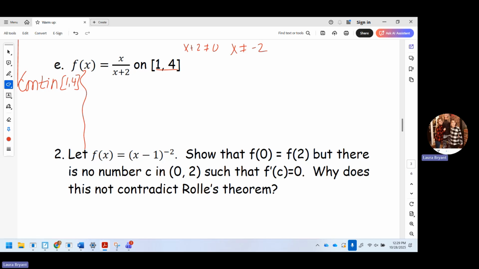Okay, so now I check to see, is this differentiable on the open interval 1 to 4? To check that, I have to find the derivative, and that's a quotient rule. So I'm going to do low d high, so x plus 2 times 1, minus high d low, over low low.